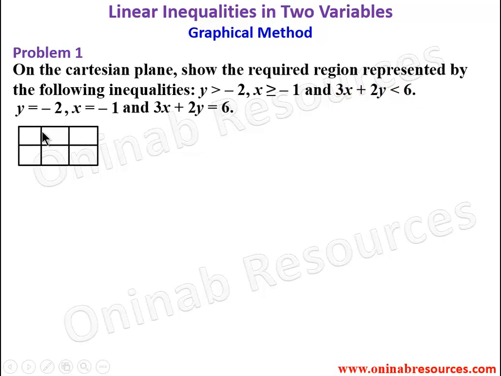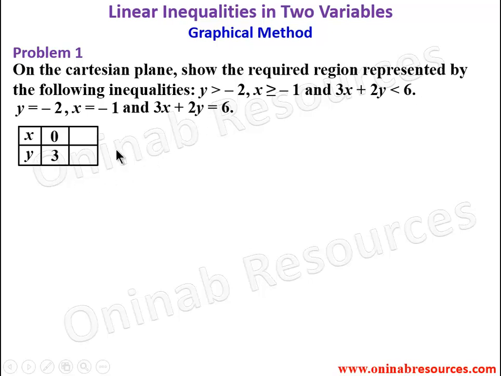So we have the table. This is x and y. Then we are going to employ the method of intercept form to get the 2 points. So we choose when x is 0. So when x is 0, we have 3 times 0, which will give us 0. We'll be left with 2y is equal to 6. At that point, dividing both sides by 2, y will be equal to 3. So we have y equal to 3.